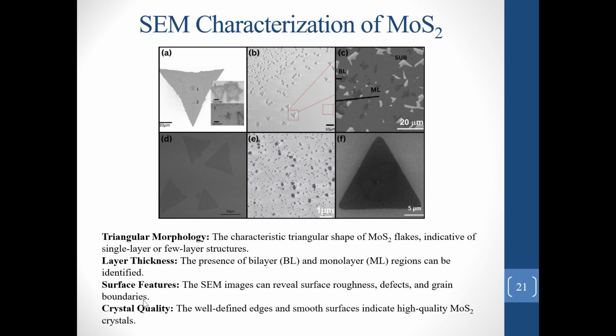And lastly, the crystal quality. The well-defined edges and smooth surface indicate high quality MoS2 crystals. So you can see here the sharp, high quality MoS2 crystals formed, with smooth edges. So from these SEM characterizations of MoS2, we can easily identify the crystal quality, their layer thickness, and their triangular morphology.